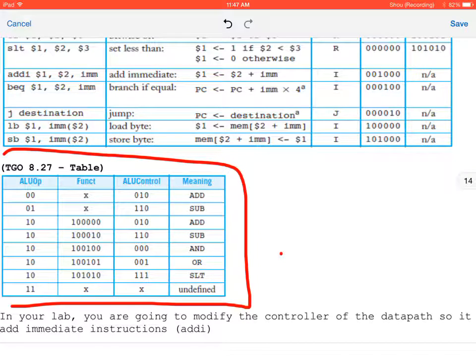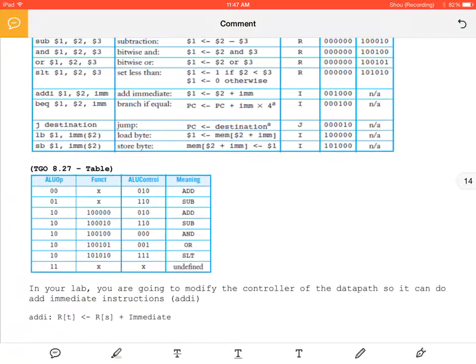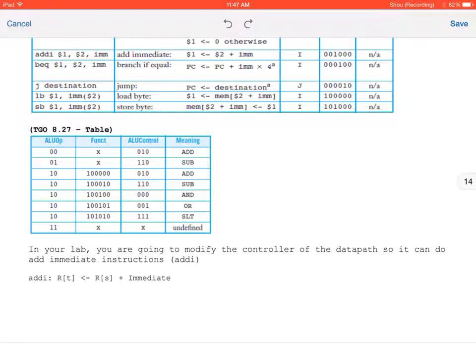I want you to understand what's going on in the data path. It's important. But what I want you to do is be able to read this, understand this, and then be able to modify it to include an add I instruction. Okay, and I quickly wrote what the add I instruction is here. And they have left 1, 1 as an undefined value.